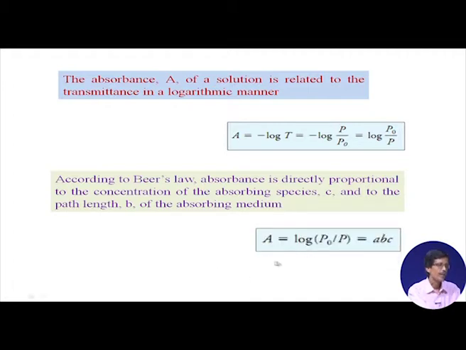So, what we get? We get A is equal to log P0 by P is equal to abc. If we write it directly in terms of the English alphabets, it is very easy to remember, very easy to recall: a b c. We already defined b and c, so now we know a. So, a is nothing but the proportionality constant, because so far, as A is proportional to b and is also proportional to c, it will be proportional to the product of b and c, and we are now bringing in a proportionality constant as a.